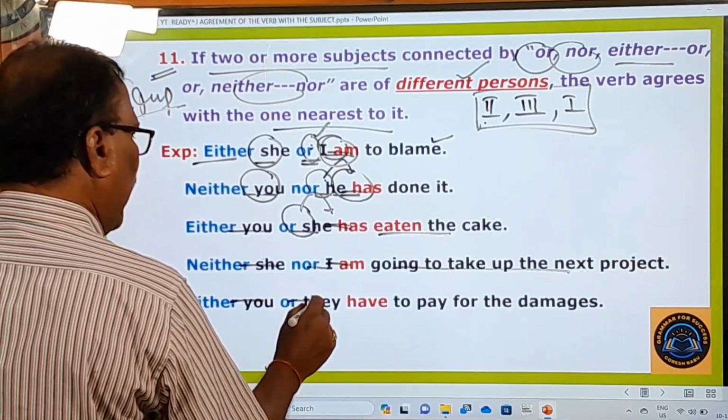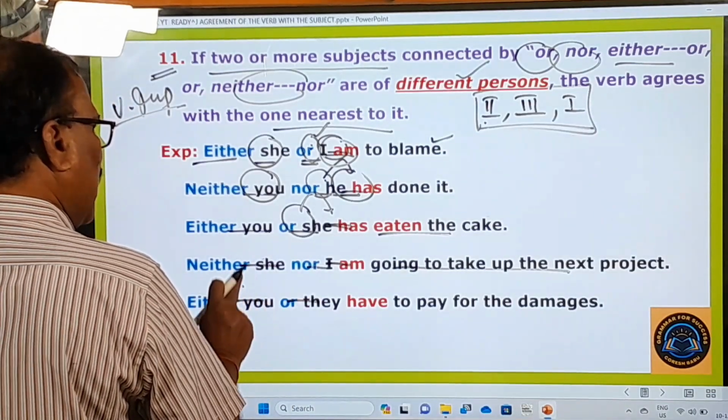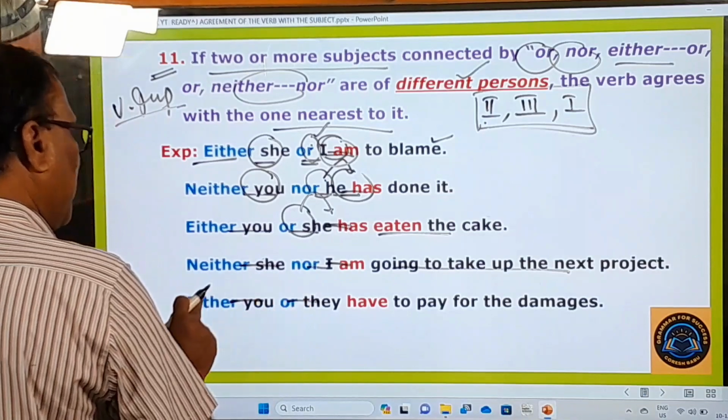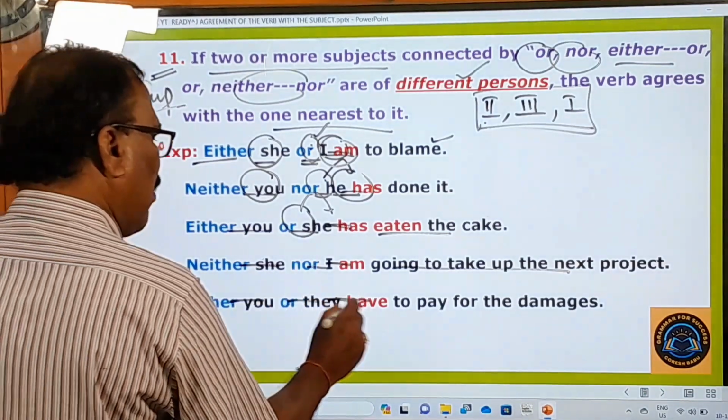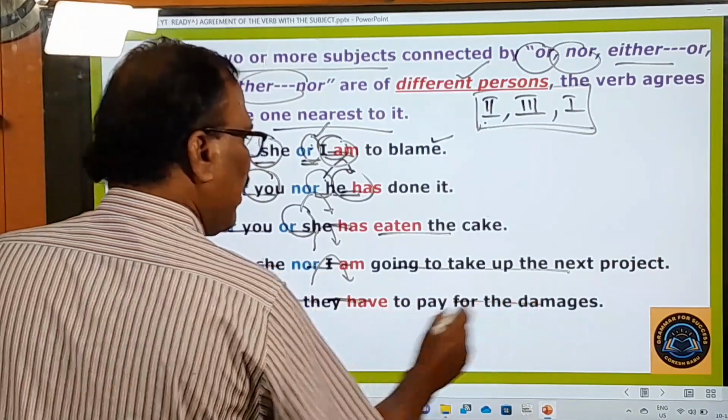Either you or they. See, this is the second person. This is the third person. So you mention the second person first, then the third person. That's why either you or they have. According to this, we use only that. Have to pay for the damages.